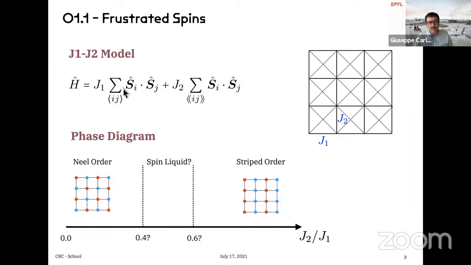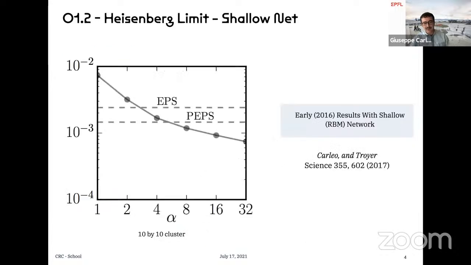And because of the same problem, you cannot determine the ground state exactly, and there are some open questions in 2D, whether there is a spin liquid or not, and there are many other open questions. So I'm not going into the details of the physics of this model, but just to show you how we can try to solve this with neural networks.